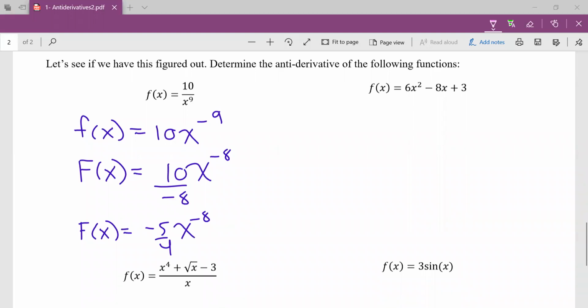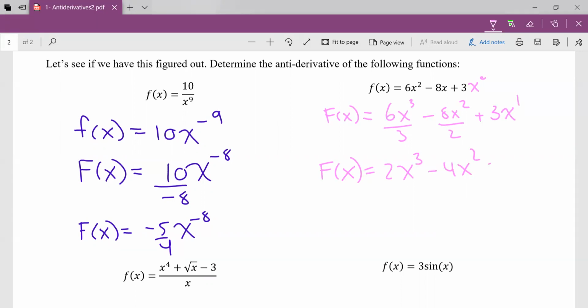All right, friends, let's see how you did. So antiderivative, capital F at x, add 1 to the exponent, divide by it. Add 1 to the exponent. Well, what's the exponent here? Well, really, it's x to the power 0 because it's a constant term, right? So now it's x to the power 1. And simplify. 2x cubed minus 4x squared plus 3x. How'd you do? Okay, hopefully you nailed that one.